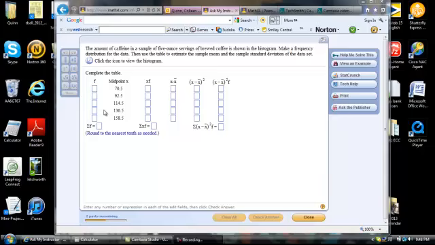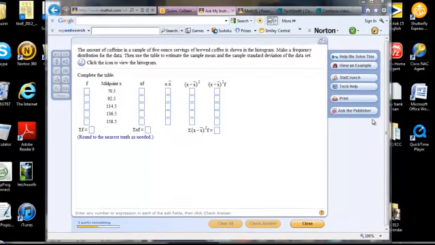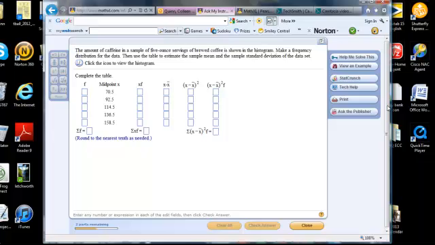Hi, we are going to do number 19 from the 2.3 homework assignment that is on MathXL. We're looking at an example here, and first thing we need to do is start completing the table. I'm going to be completing the table vertically, column by column.